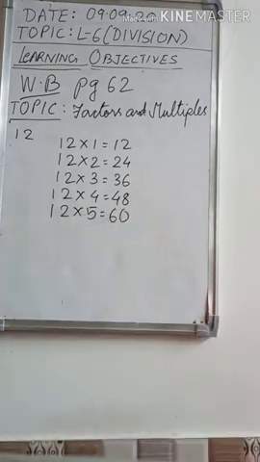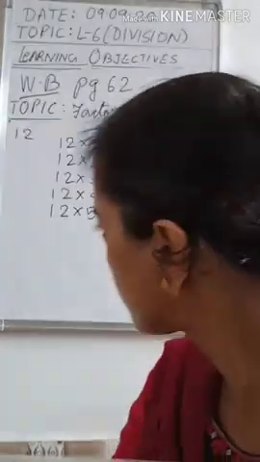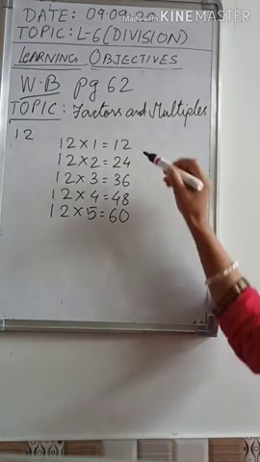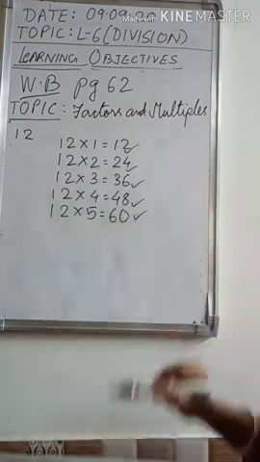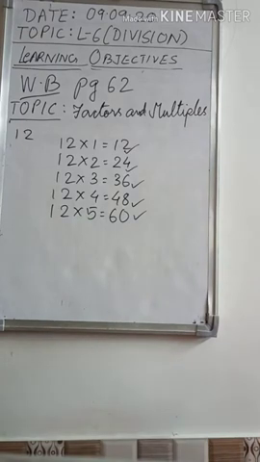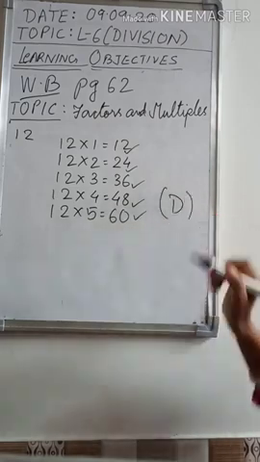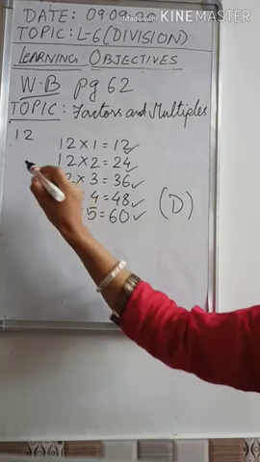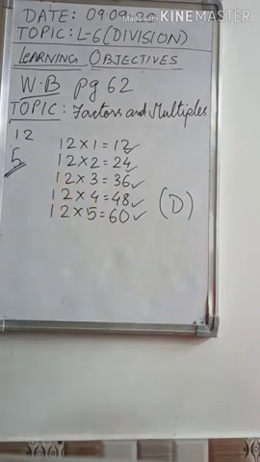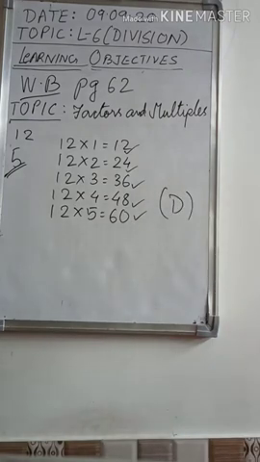So these are the multiples. Which are the multiples of 12? These are the multiples of 12: 12, 24, 36, 48 and 60. So which option is matching with that? You can see option D is matching. So this is the answer of number 5. The answer of number 5 is D: 12, 24, 36, 48 and 60. Question number 6.